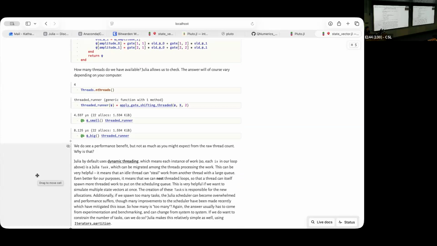So there's some overhead from the Julia scheduler of creating all of the tasks and managing all the threads and checking, hey, are you done? Can I give you more work to do? So this is another reason that it's probably worth it to benchmark.